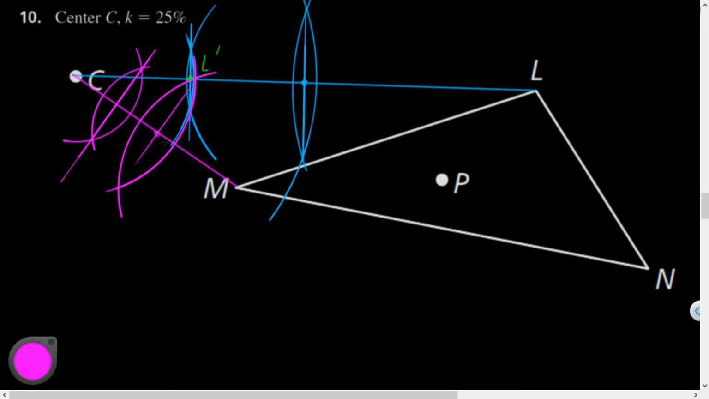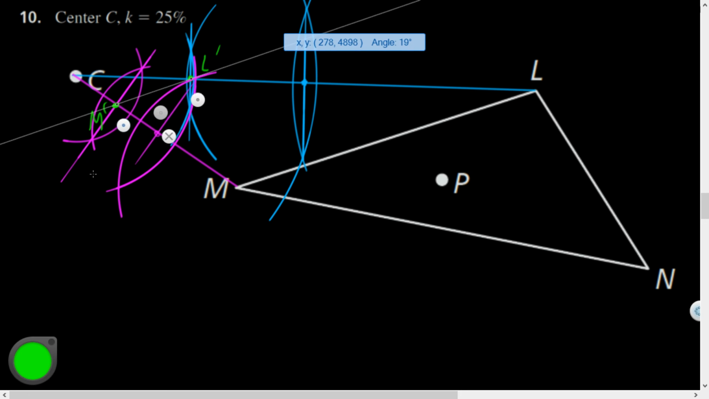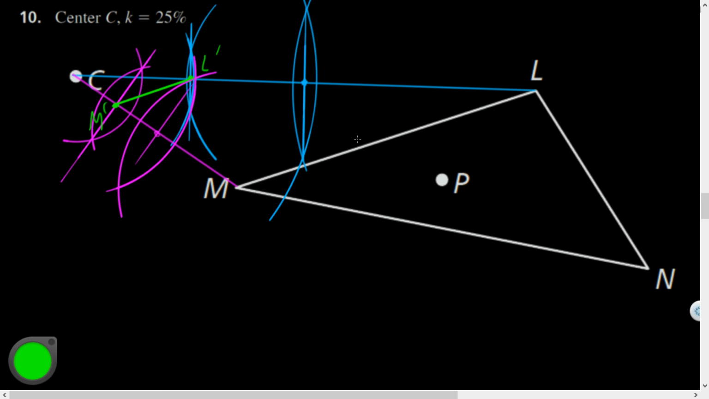Was that perpendicular transversals theorem or something? Something like that. Liam Math would know. Let's see. So there's M prime. That's a 25% reduction. And so I will point out that M prime to L prime is also going to be 25% of the segment length of the original M to L.